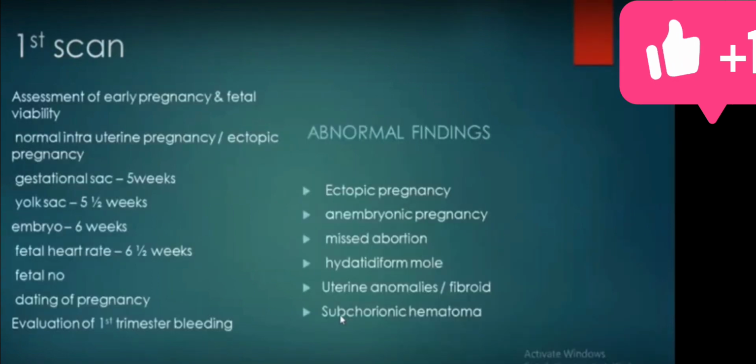So mainly in the first trimester, we will assess the pregnancy, that is, whether the pregnancy is present inside the uterus or not. That is the first aim of a USG. The second thing is to rule out an ectopic pregnancy, and then we will see the gestational sac. If it is 5 weeks, we can see a gestational sac inside the uterus.